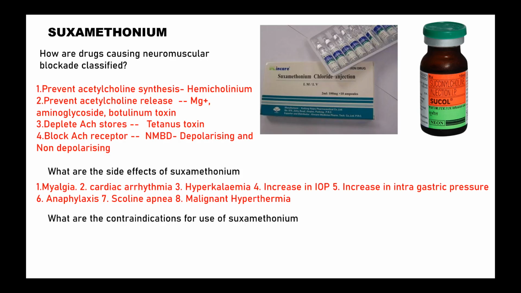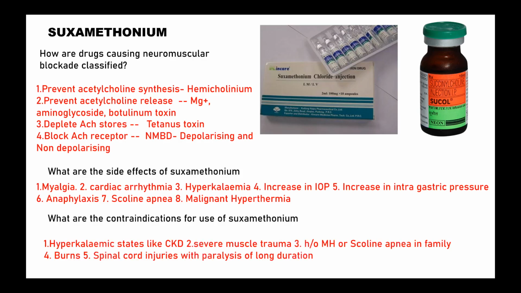What are the contraindications for use of succinylcholine? History of malignant hyperthermia. Burns, depending on the duration, hyperkalemia, and renal disease. Open globe injury. Hyperkalemic states like CKD, severe muscle trauma, history of malignant hyperthermia in the family, burns, spinal cord injuries with paralysis of long duration.